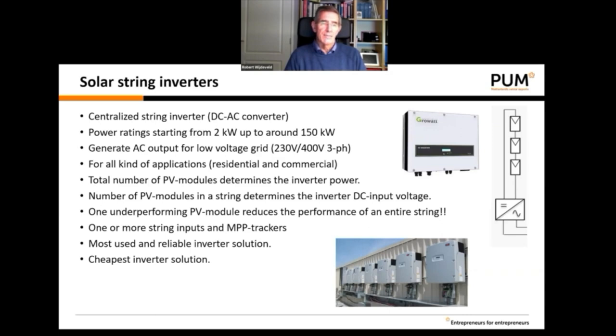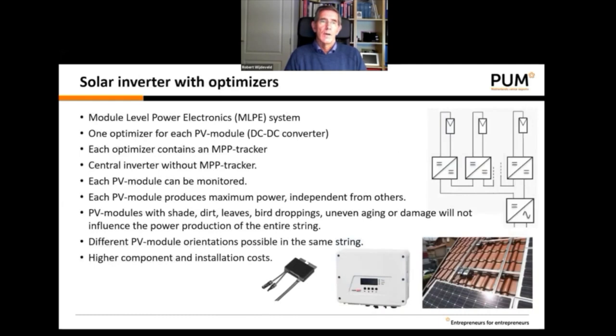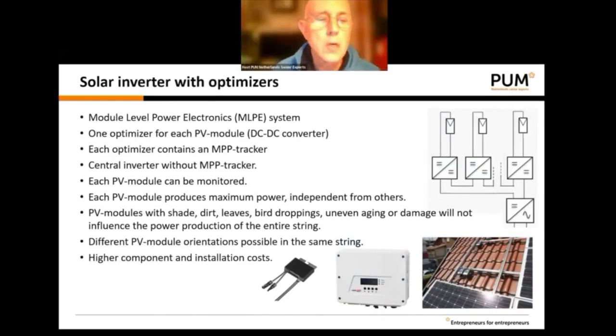A string inverter can have, as said, 1 or more inputs for power trackers. It's the most reliable inverter solution, and also the cheapest inverter solution. Solar inverters with one question, please. It means also that if one module is in the shade in a string, then also the whole string is regarded as being in the shade.